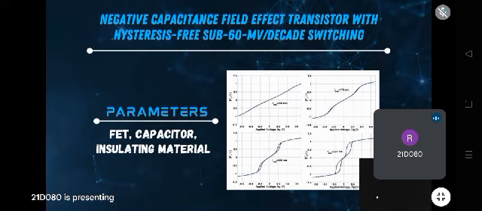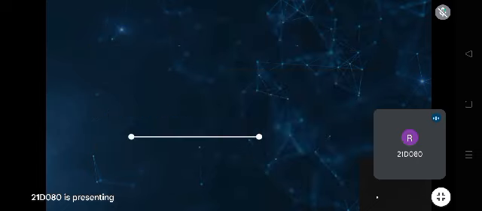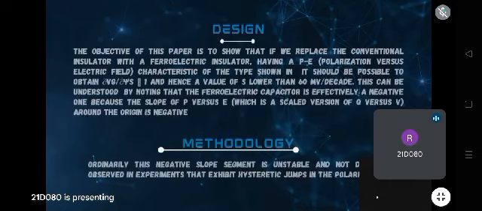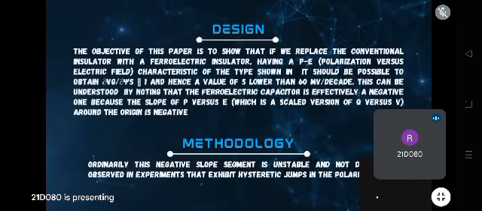Then coming to the design parameters, the objective of this paper is to show that we are replacing the insulator with a ferroelectric insulator. This graph basically shows the polarization variation with the electric field. Hence, the value is lesser than 60 millivolt per decade. This can be understood by noting that the ferroelectric capacitor is effectively a negative capacitor because the slope of P versus E is negative at the origin.